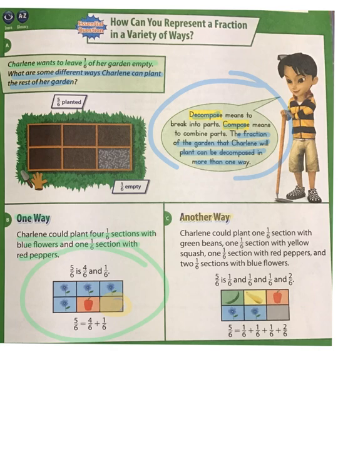Another way that she could do it, she could plant 1/6 section with green beans. So here's our green beans. And 1/6 section with squash. Here's our squash. And 1/6 section with red peppers. Here's our red peppers. And she can also use 2 1/6 sections with blue. She still has her 1 section free.